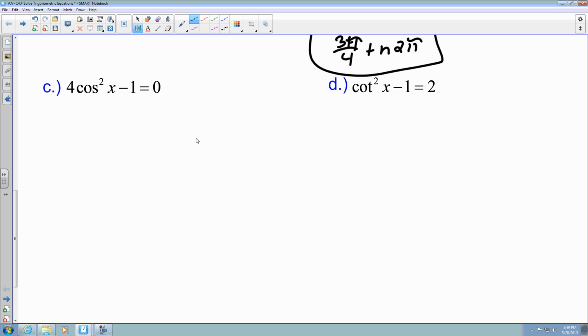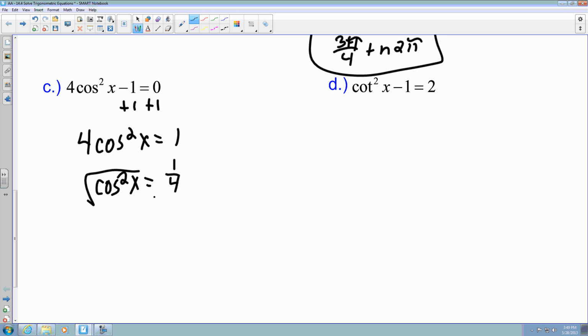So first thing we're going to do is add 1 to both sides. So I'm left with 4 cosine squared x equals 1. I'm going to divide both sides by 4, so that leaves me with cosine squared x equaling 1/4. And then if I take the square root of this, I get cosine x equals plus or minus 1/2. And so this is just like when we isolate a variable, and when we take the square root, we must use plus or minus. It doesn't change just because of trig functions.